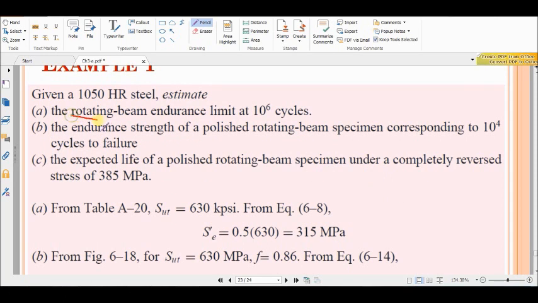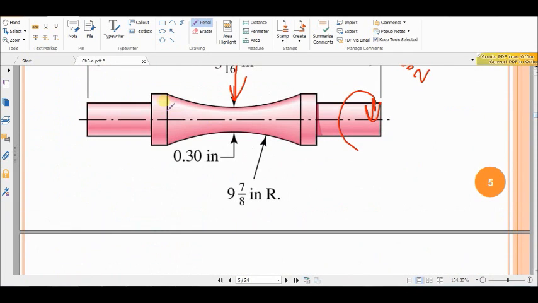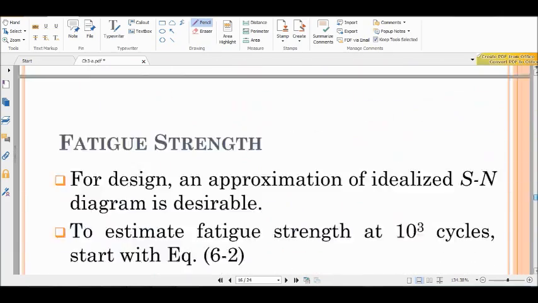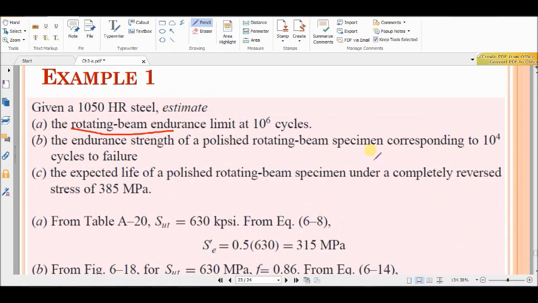What's the rotating beam? A rotating beam means exactly that sample we are using in the lab. This is the rotating beam. We are talking about this. So you are required to find the endurance strength of this rotating beam under lab condition.